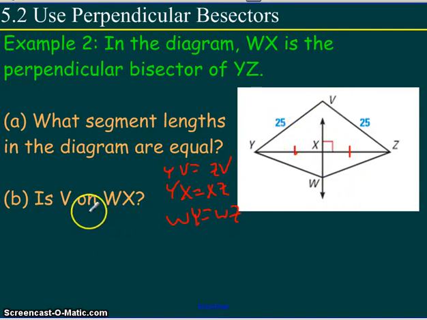Alright, is V on WX, which is the perpendicular bisector? If it's the same distance from that point to Y as it is to Z, then by the converse of the perpendicular bisector theorem, we would have to say that yes, it would be on WX. It would be linear with that line.